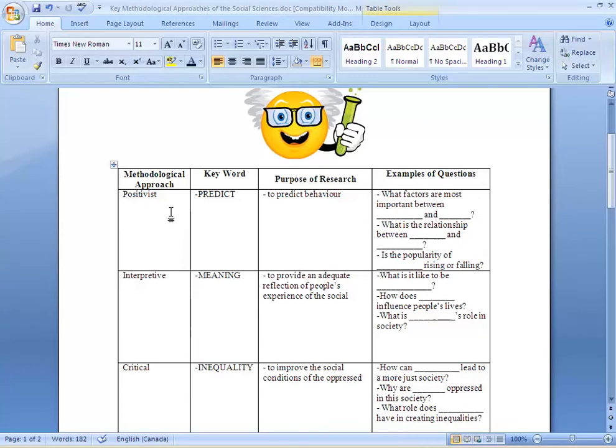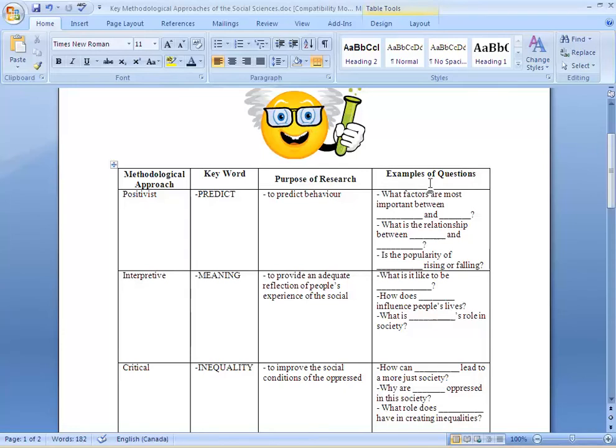So the first methodological approach is the positivist approach. And in a positivist approach, the key word here is predict. So when you hear positivist, think prediction. The purpose of positivist research is to predict behavior. Okay, so looking for an element of prediction.